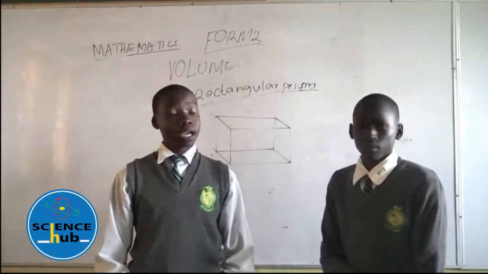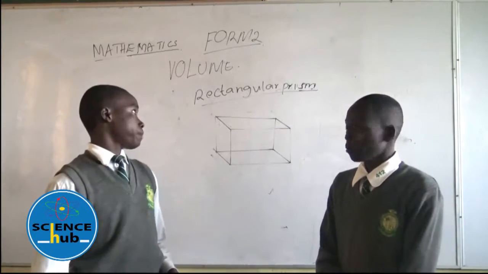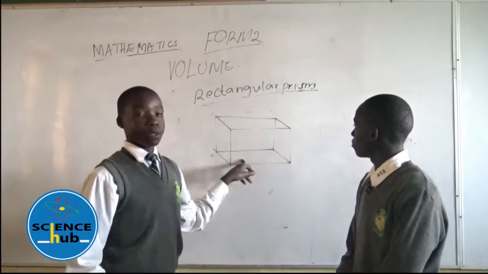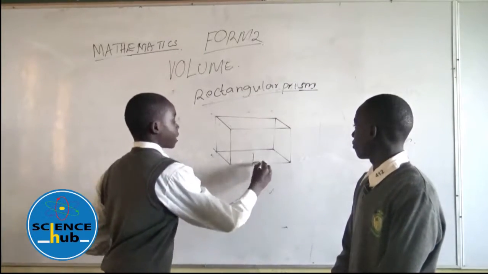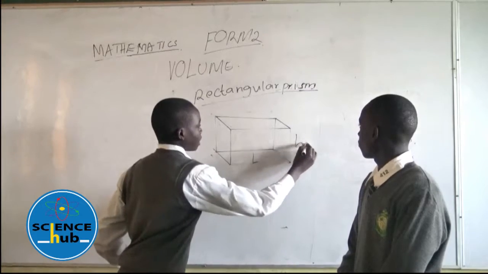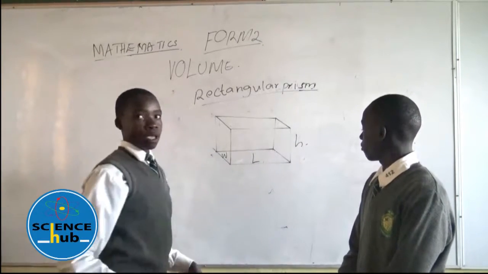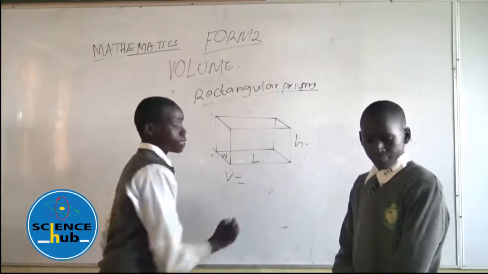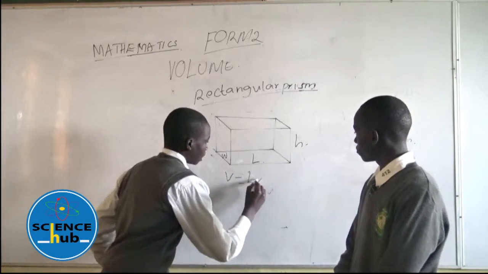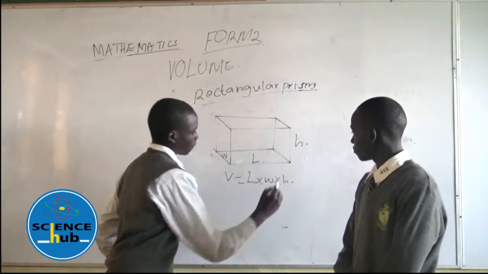We are going to start with the volume of a rectangular prism. Here is a rectangular prism. This one represents the length, this one represents the height, and this one represents the width. When finding the volume of a rectangular prism, use the formula length times width times height.